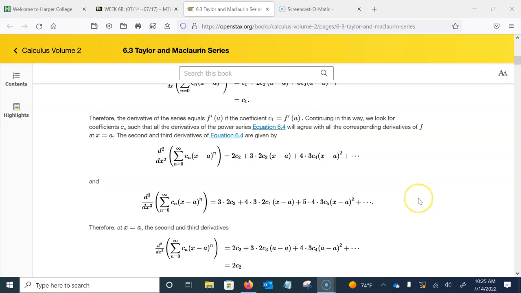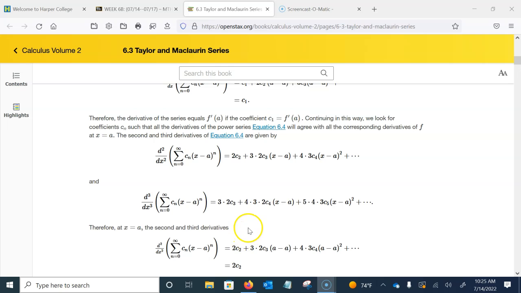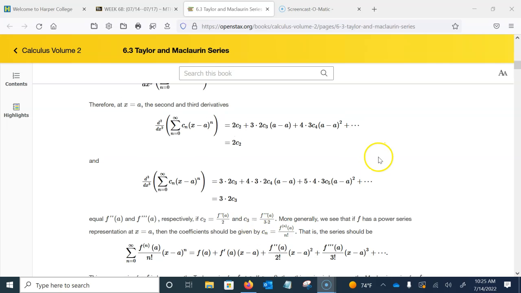And c2 would turn out to be, let's do the work here. If I put in a, twice c2 would be f double prime at a. So dividing by 2, I get c2. So here c2 would be the second derivative of f evaluated at a divided by 2. So they do that work here. c2 is the second derivative evaluated at a divided by 2. Let's see how they got c3.